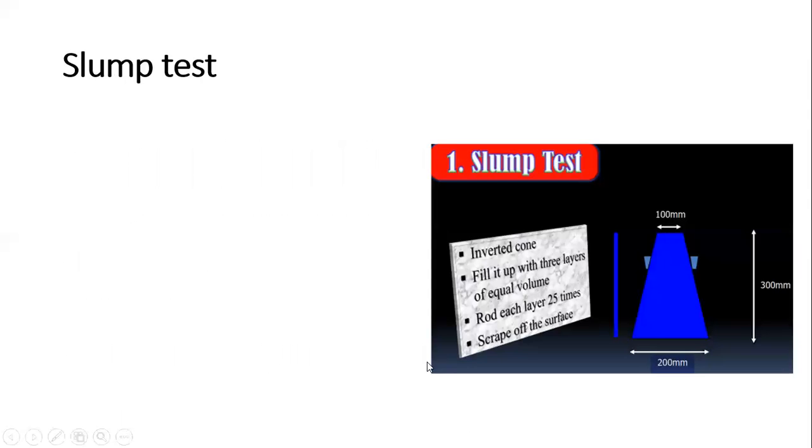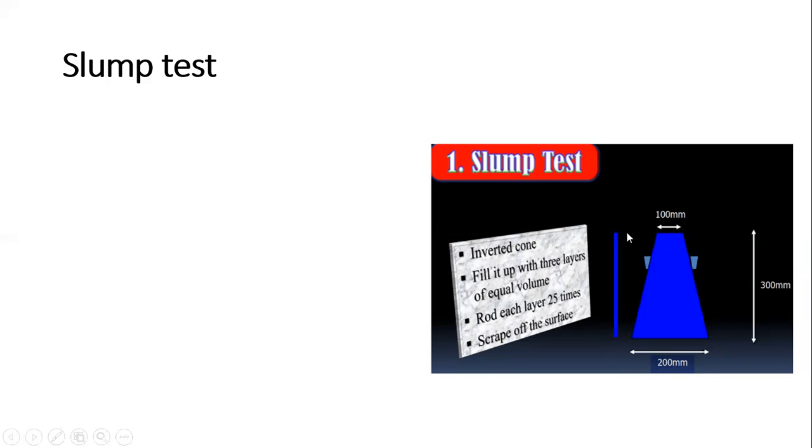As you see in this slide, the slump test is a very simple test which we have already performed in the laboratory. This test is performed in a conical hopper. The dimensions of the hopper are 100 millimeter at the top and 200 millimeter at the bottom, and the height is 300 millimeter. So this is your inverted cone. You have to divide this cone into three equal parts and fill it in three equal layers.